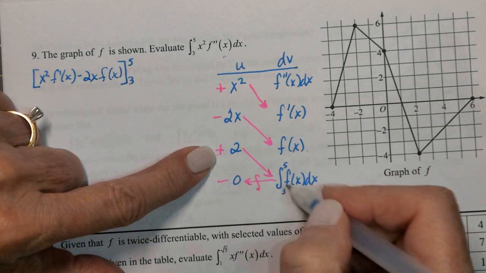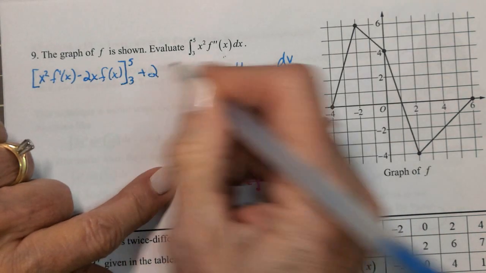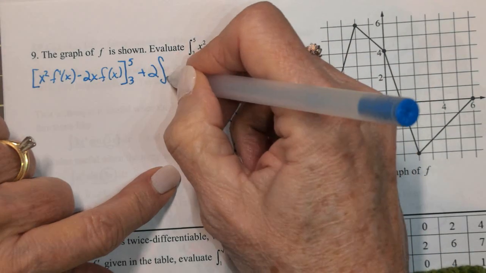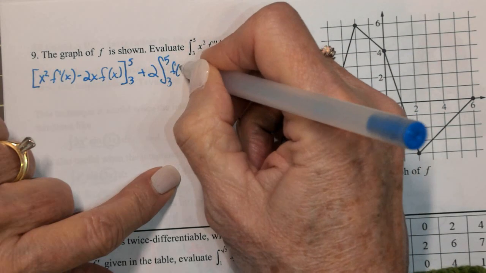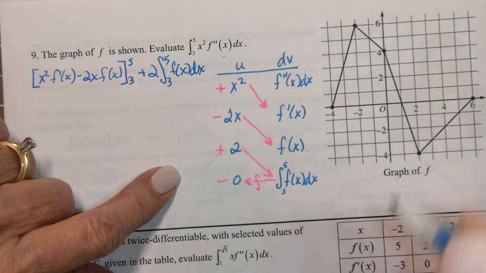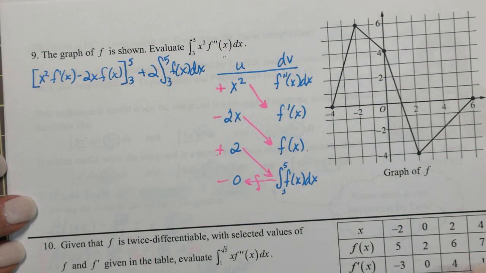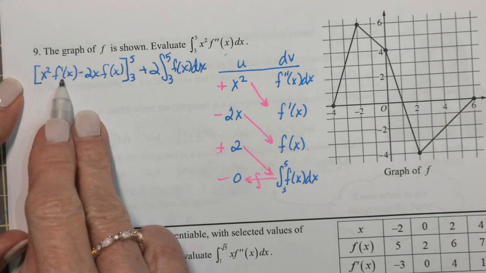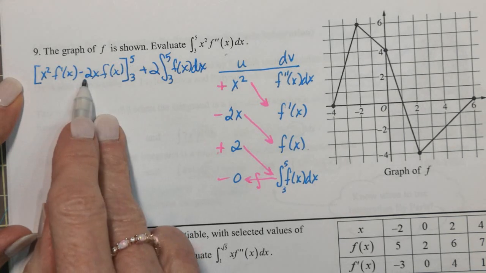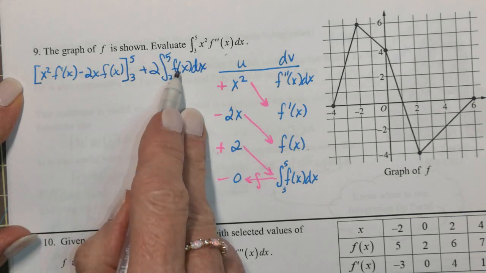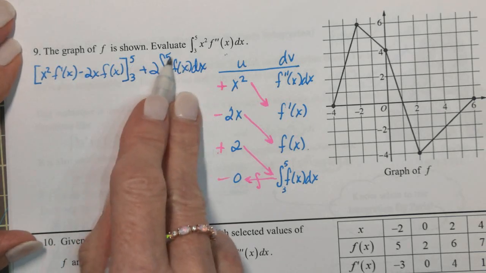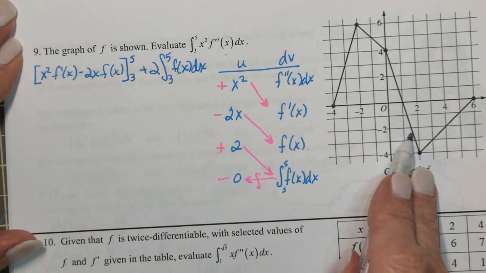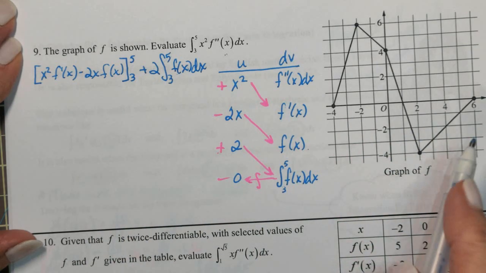And then I'm going to have plus 2 integral 3 to 5 of f of x dx. Okay? So right here, 5 goes in for x, minus 3 goes in for x. And then for this piece, the integral of f, I'm using the signed area under the curve, under f.